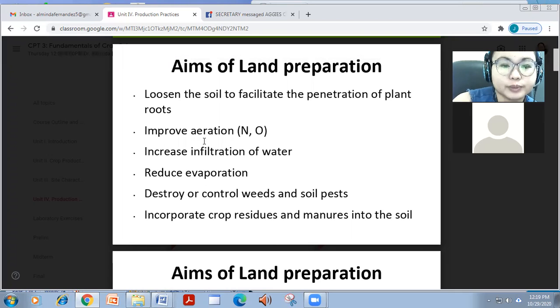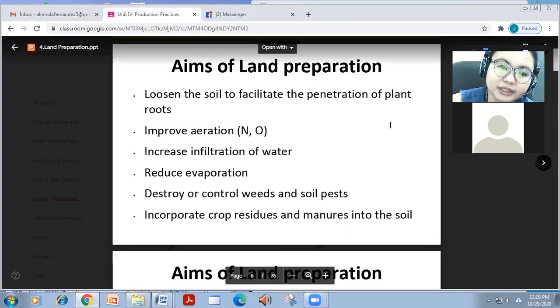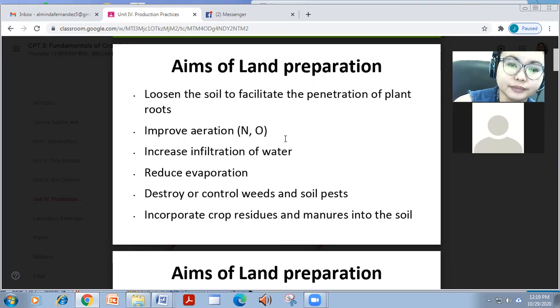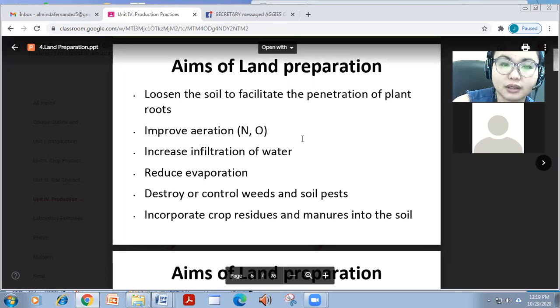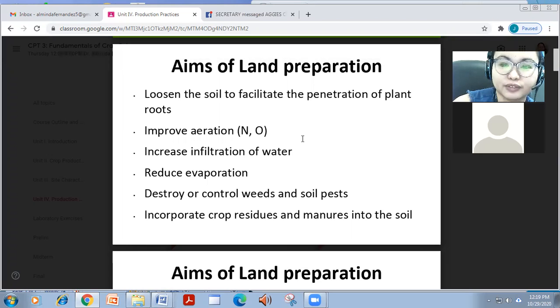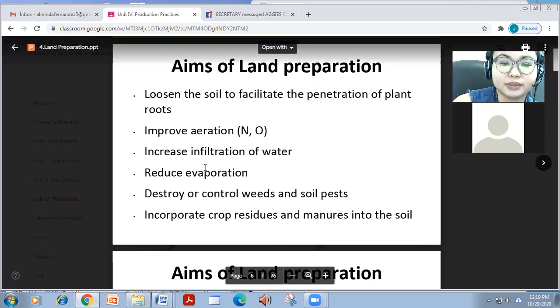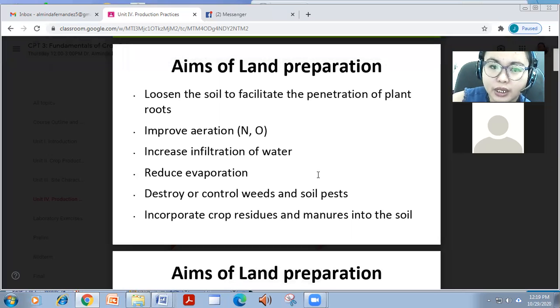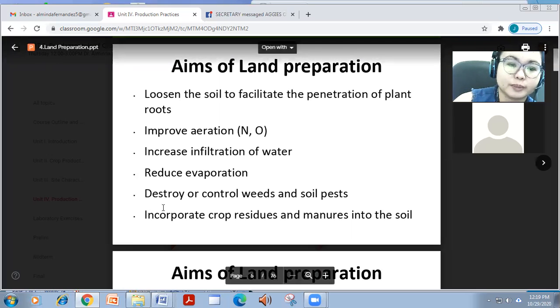It also improves aeration, with nitrogen and oxygen. It's not only animals that breathe, but also plants. They also need air, and you all know that oxygen and nitrogen are very important for plant processes. It also increases infiltration of water, and water is very important in the absorption of nutrients from the soil. Without water, all the nutrients needed by plants are not absorbed.